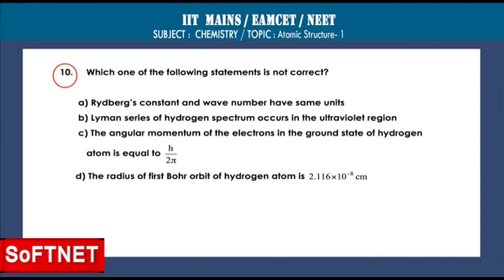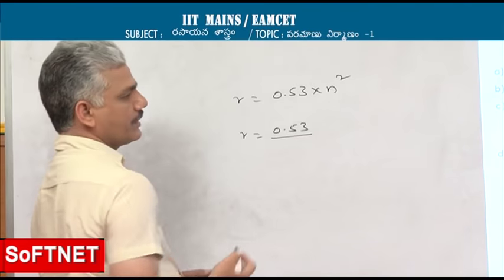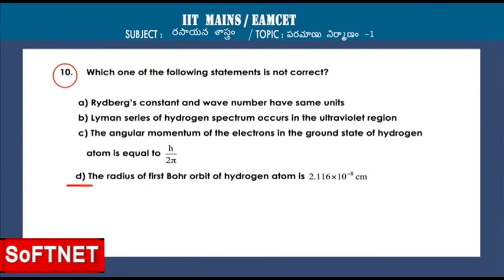The angular momentum of the electrons in the ground state of hydrogen atom is equal to h by 2 pi. This is also correct. The radius of first Bohr orbit of hydrogen atom is 2.116 into 10 power minus 8 centimeters. This is wrong because radius is calculated by using this relation 0.53 into n square. When n is equal to 1, r value should come to 0.53. So, for this the correct option is D.